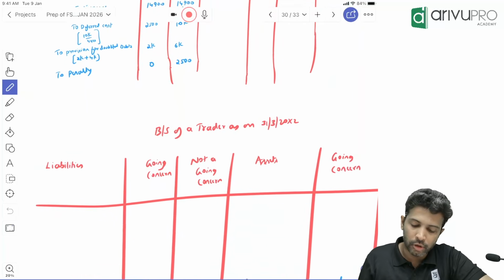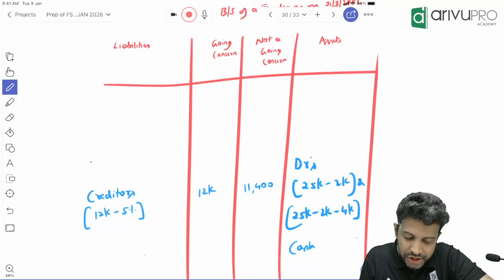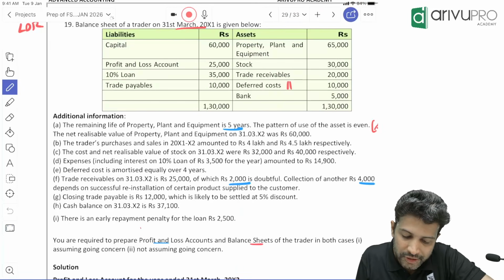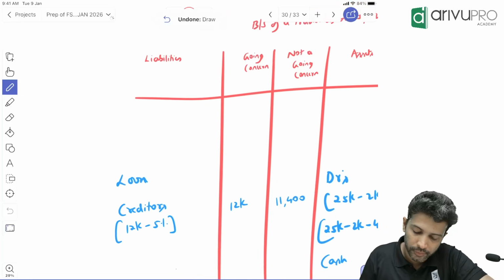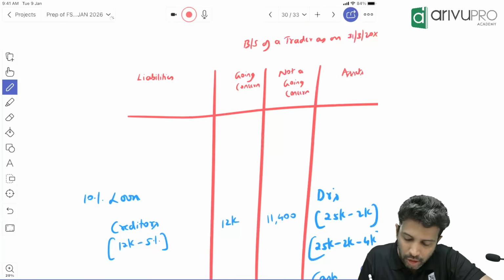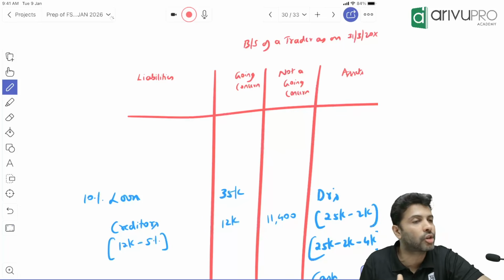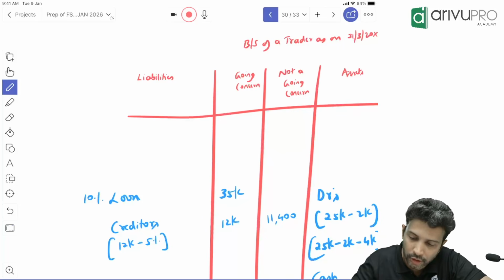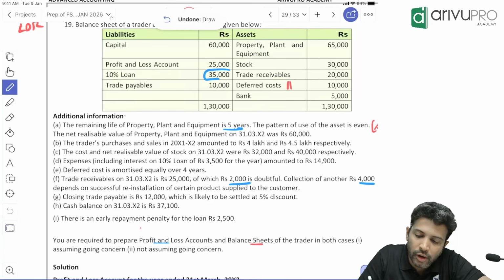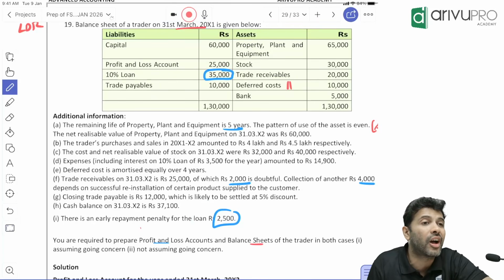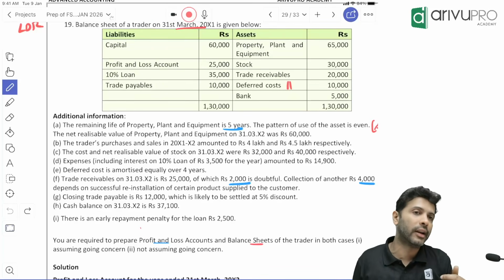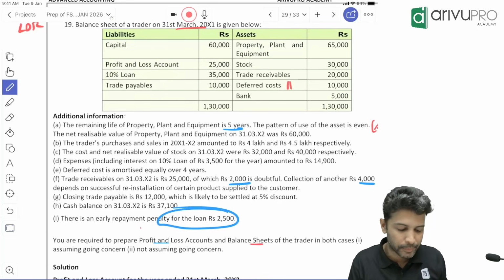Okay. Loan is a liability, right? It will come in your balance sheet. So how much is the loan amount you have taken? Look at the balance sheet. It's a 10% loan. How much is the loan? 35,000. In the normal going concern case, you will pay 35,000 on time. If the entity is not a going concern, will you have to pay 35,000 or pay extra? Because if the entity is not a going concern, you have to settle this loan early. If you settle this loan early, there is a penalty.